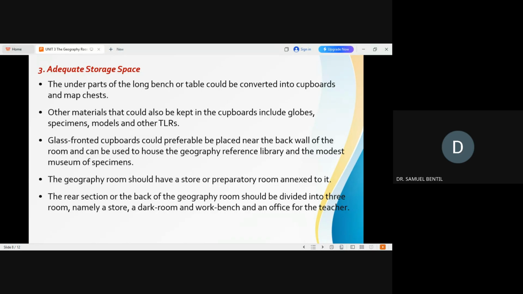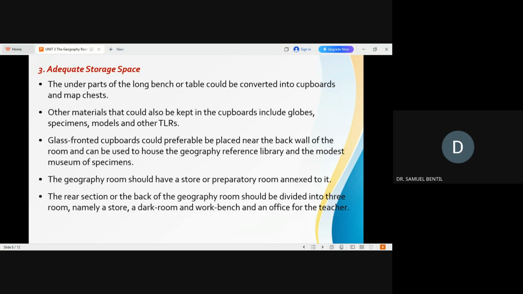One will ask, why should we have these rooms? A storeroom is a very important room for the geography teacher because, as you said, some of the things we are talking about, the materials, are bulky and they are costly, to the extent that if geography students are in the room and you do not take good care of it, they can even tamper with it and destroy it.